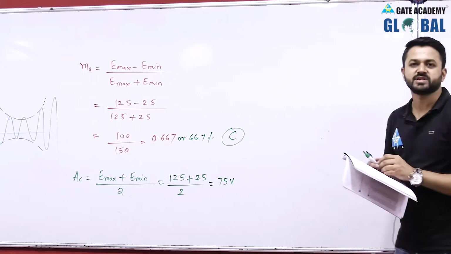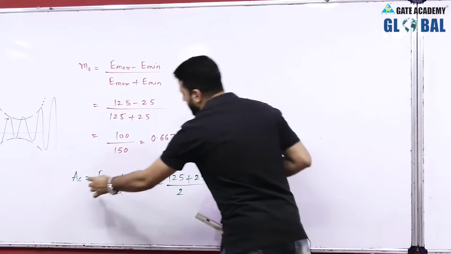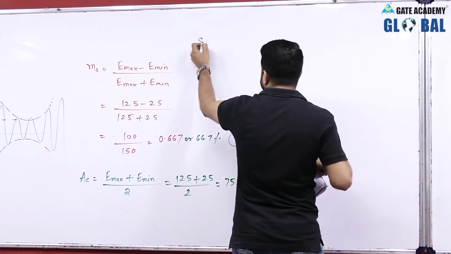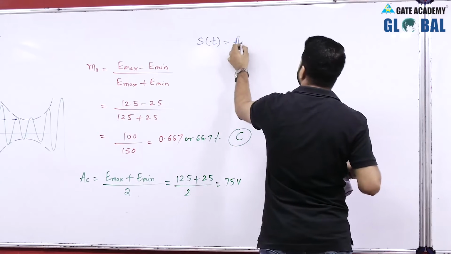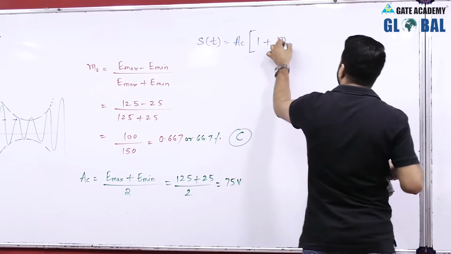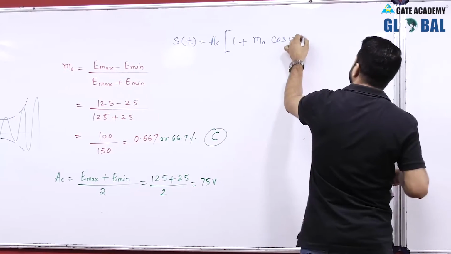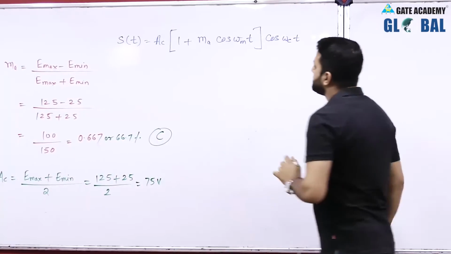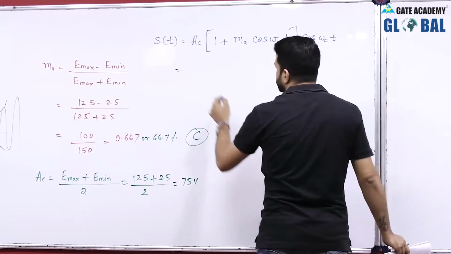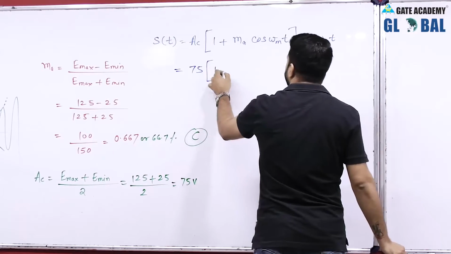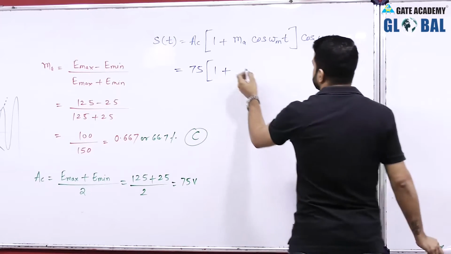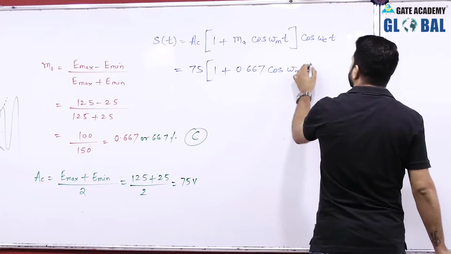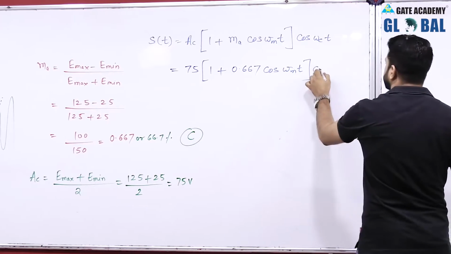Now, to write the expression of the AM signal, we require the carrier amplitude. We calculated the value of the carrier amplitude, and because this is sinusoidal modulation, the expression will be in the form AC times 1 plus MA cos omega mt, into cos omega ct. So this AC is 75, 1 plus MA, MA is 0.667, cos of omega mt, and cos omega ct.